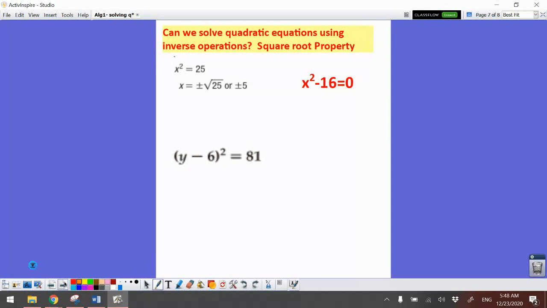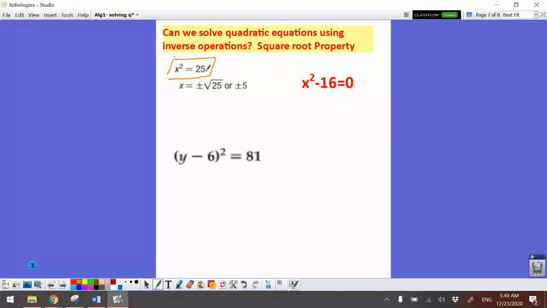Okay, now let's take a look at what we call the square root property. Okay, and this is another way to solve quadratics. And sometimes we will see them written like this, x squared equals 25, and we can use the square root property to solve it to find our roots. You can also factor. We get the same answers, but sometimes this is actually faster, okay?